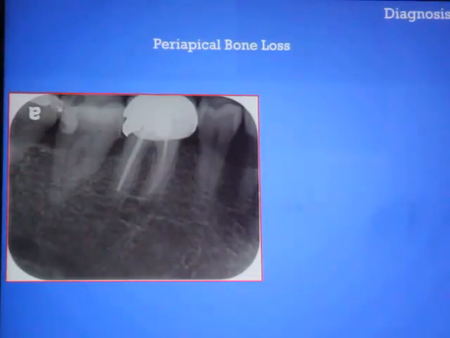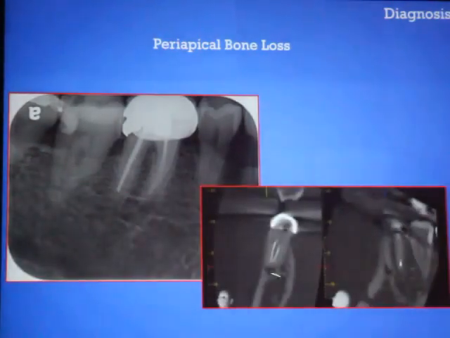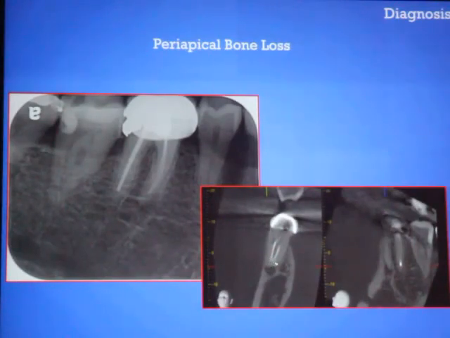Let's see another retreatment case where you cannot see much periapical bone loss here, and you take a conebeam CT and you see a large area on a coronal view under the mesial root, and on a sagittal view as well from a different angle on the mesial root.